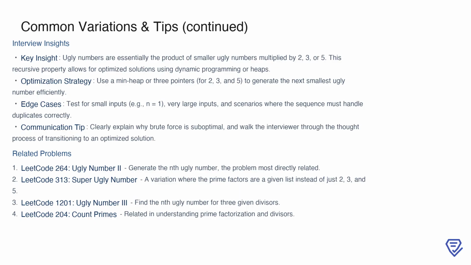Additionally, you may encounter related problems. For example, LeetCode 264 focuses on generating the nth ugly number, which is directly related. LeetCode 313 extends the concept to include an arbitrary list of prime factors. LeetCode 1201 deals with finding the nth ugly number for 3 given divisors, while LeetCode 204 explores counting primes, which involves understanding factorization and divisors. Recognizing these connections can give you an edge in solving variations of this problem.